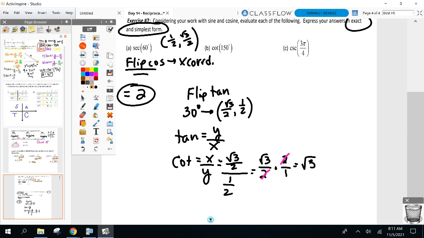Nope. We got to make sure we know where we are on the graph. Where's 150? What quadrant? What's the only thing positive in the second? Sine and its partner, which is not cotangent. So what am I trying to tell you here? Negative. It should be negative radical 3, right? Because I'm in the second quadrant, and that's where cotangent's negative. That's the little thing we just got to worry about.